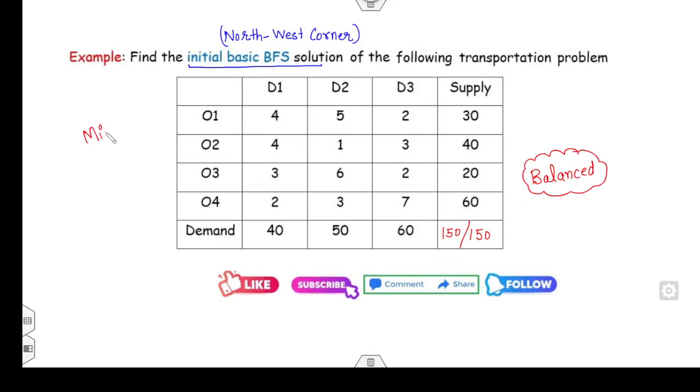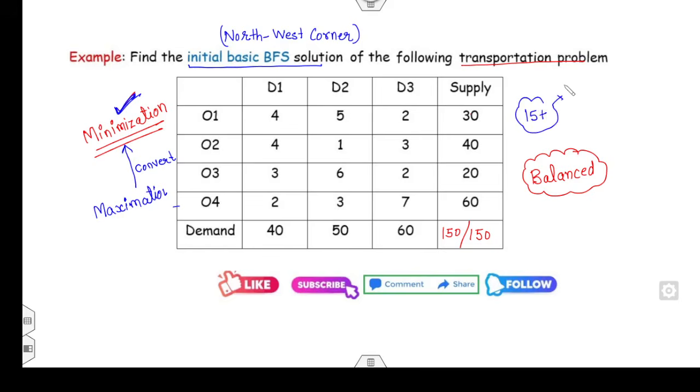Another thing you have to check is that the transportation problem is always minimization. If nothing is given to you, that means it is a minimization problem. Like in this case, find the initial basic feasible solution of the transportation problem. It is not given whether it is maximization or minimization. If nothing is given, that means it is a minimization. On the other hand, if my problem is maximization, then you have to convert it into a minimization problem first. That kind of problem we will also discuss in this lecture. I will cover the 15 plus examples with all different kinds of varieties.